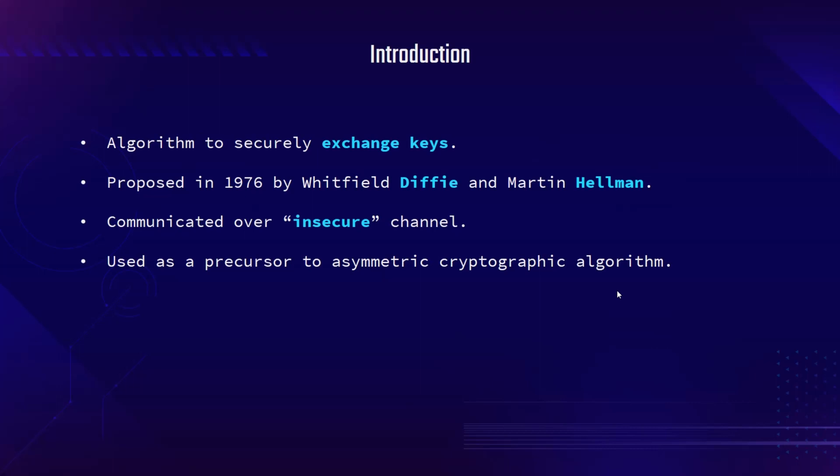Let's see about the Diffie-Hellman key exchange algorithm. This algorithm securely helps to exchange keys, and it was proposed in 1976 by Whitfield Diffie and Martin Hellman. Hence its name is Diffie-Hellman, and it works over insecure channels. As we saw, while transmitting data over an insecure channel, we use this Diffie-Hellman key exchange algorithm, and it is also used as a precursor to asymmetric cryptographic algorithms.